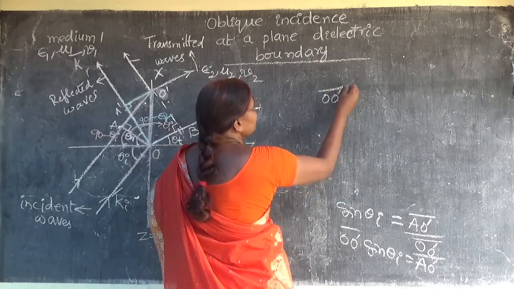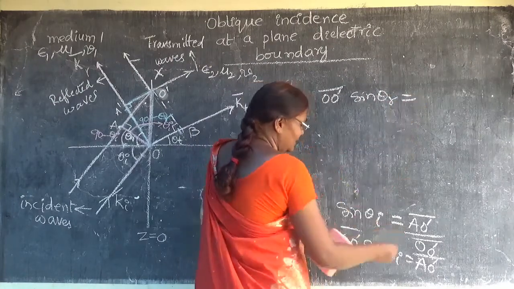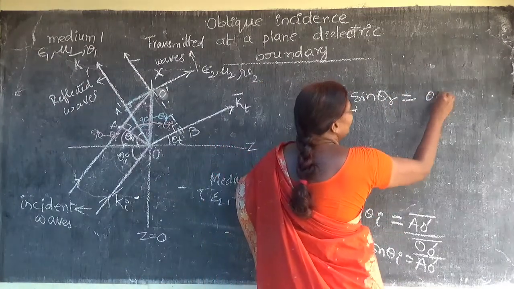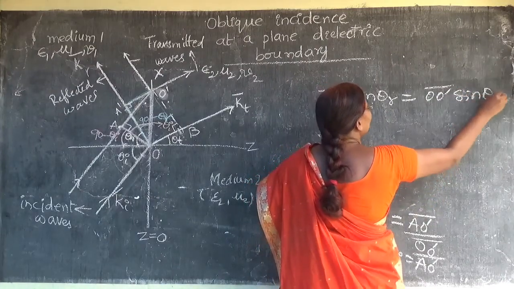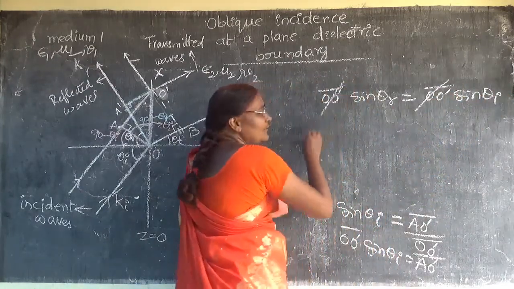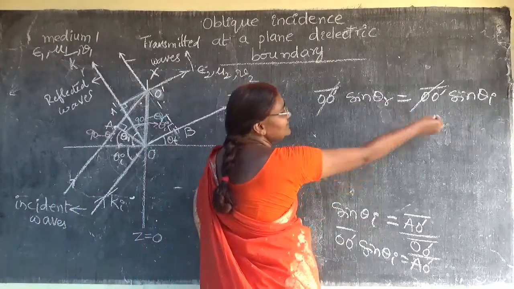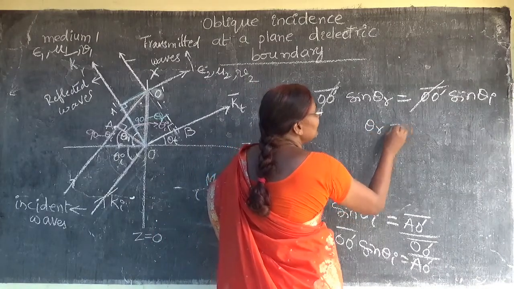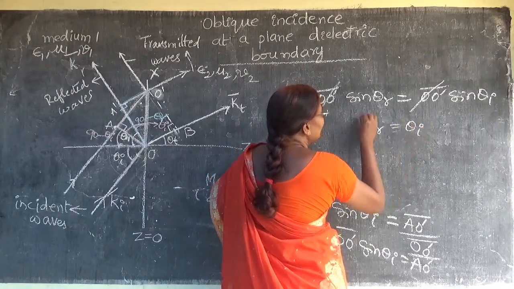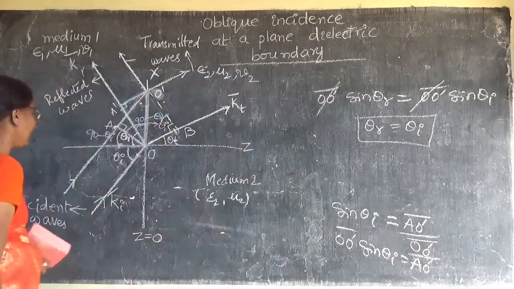OO dash sin theta r must be equal to OO dash sin theta i. These two are common, same. So sin theta r is equal to sin theta i. So ultimately what will I get? Theta r is equal to theta i. This is nothing but Snell's law of reflection.